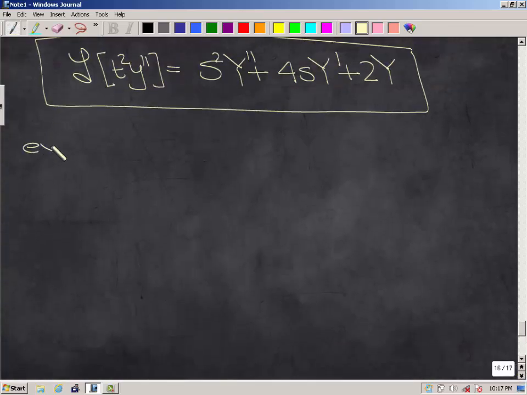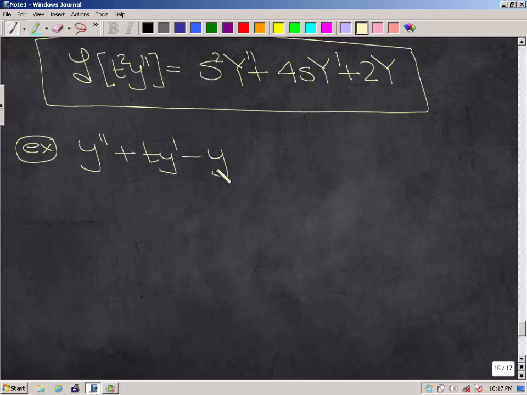Okay, so let's start with y double prime plus t times y prime minus y is equal to 0. So this is a homogeneous problem, but it is variable coefficient, so that's special about this. They've told us that y of 0 is 0 and y prime of 0 is equal to 3. Okay, so let's see if we can solve this.